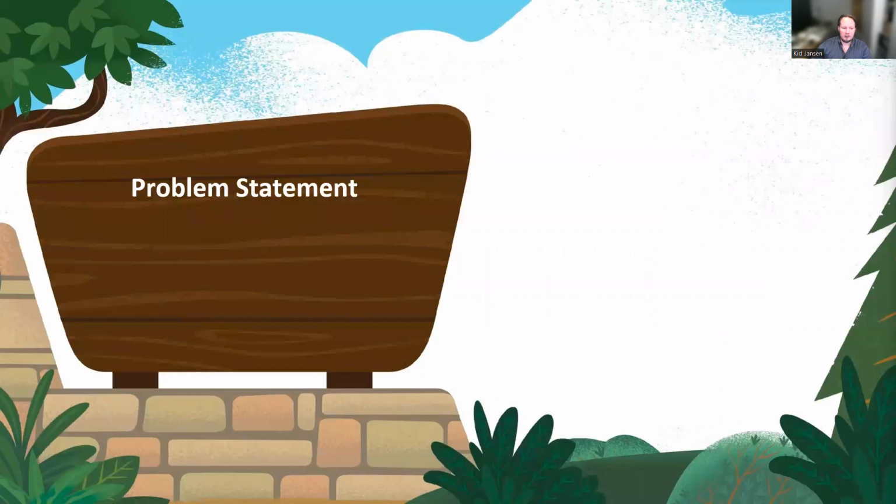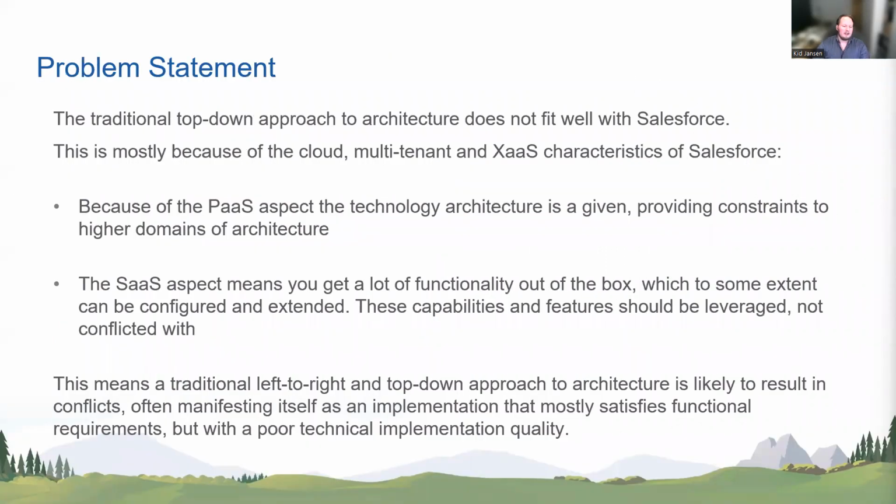So first off, the problem statements. The reason why I think that the traditional top-down architecture approach doesn't fit well with Salesforce is because of the cloud, the multi-tenant, and the as-a-service characteristics of Salesforce. Salesforce is a platform as a service, a PaaS, and because of that, you get a lot of functionality out of the box, but that functionality is mostly fixed.